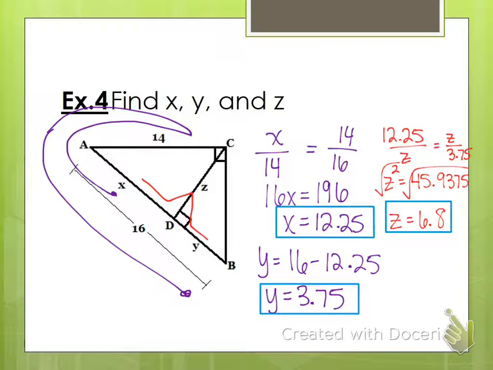Questions about example 4? Either of our tricks. Again, if you prefer to just memorize the theorems, that's no big deal. If it helps you to make your little sketches along it to set up your proportions, that's fine.